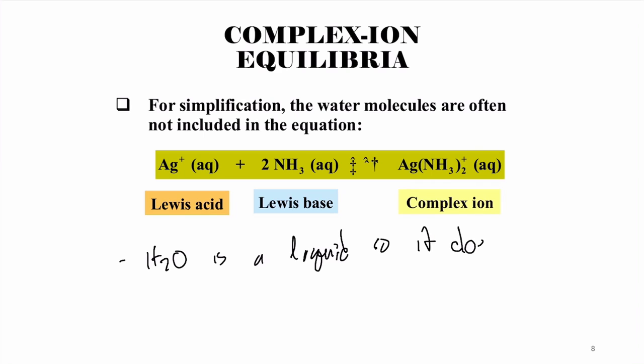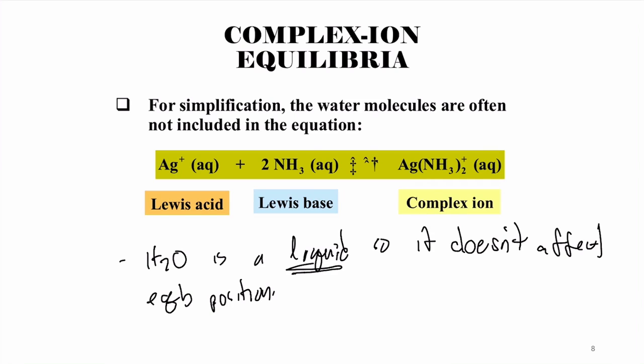So it doesn't affect the equilibrium position of the reaction, right? So all that matters is the concentration of the silver and the ammonia in solution, and that is the formation of this complex ion, right? So water molecules don't really affect the position because it is a liquid, right? And liquids don't affect the state of matter unless you're at very, very low concentrations.